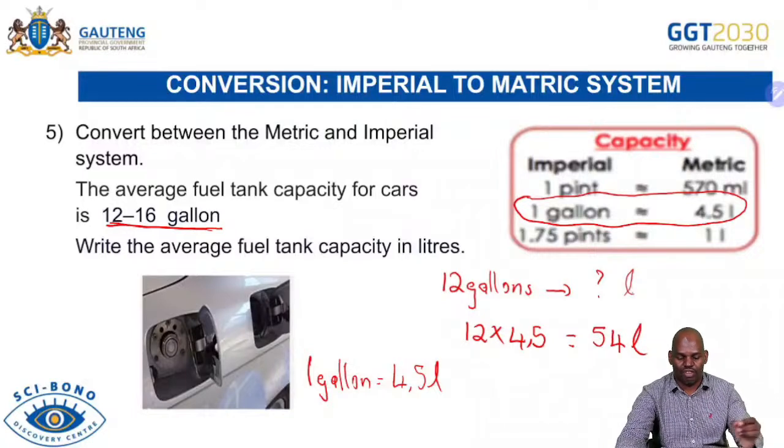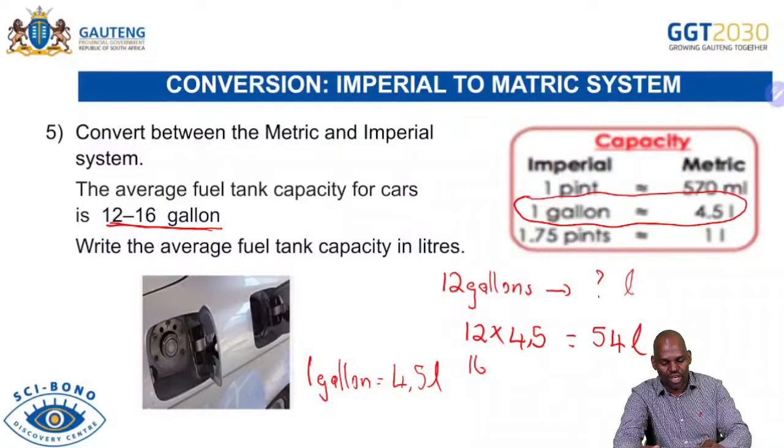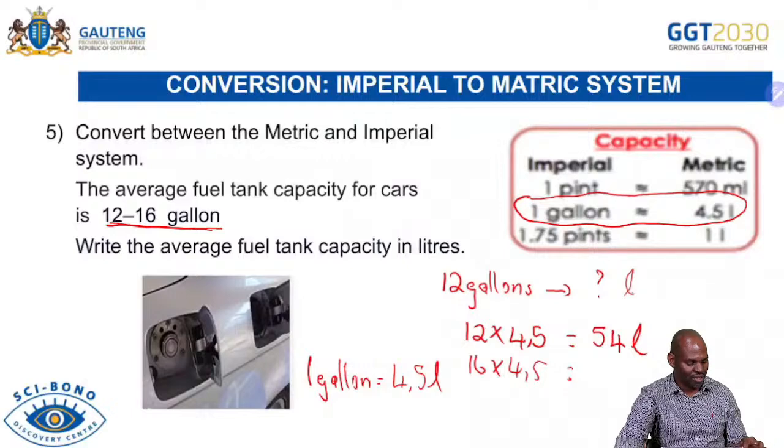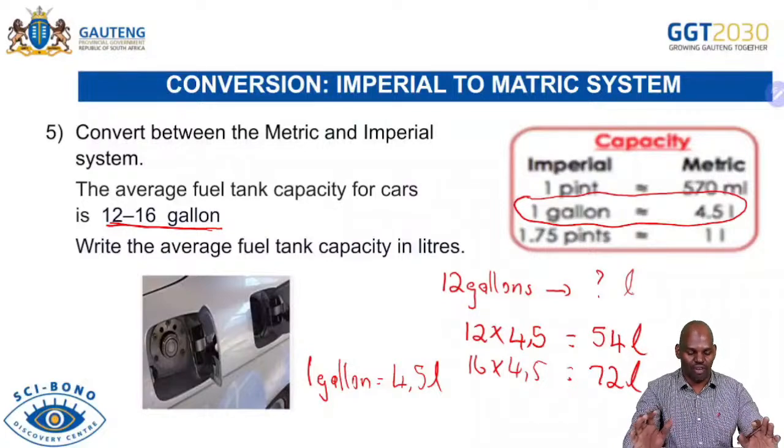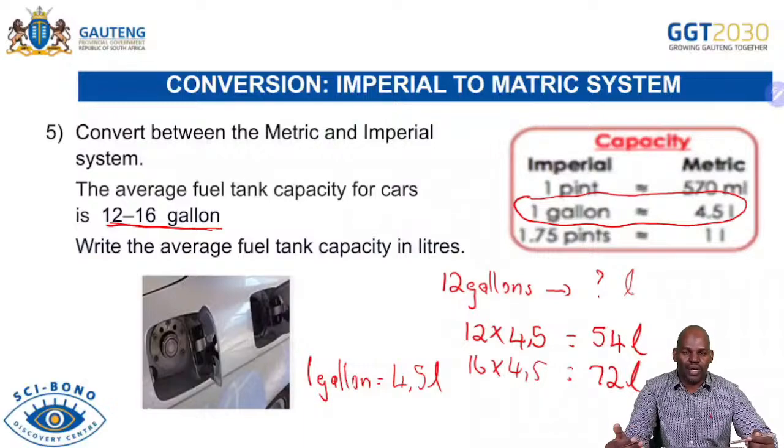So this would be 54 liters. Okay, and then for 16, we also multiply by 4.5, so 16 multiplied by 4.5 is 72 liters. Right. So according to the information that is given here, the average fuel tank is given in gallons. So it means this might be cars from America. So the cars in America, we say the smallest tank will be about 12 gallons, and the car with the biggest tank will be about 16 gallons.